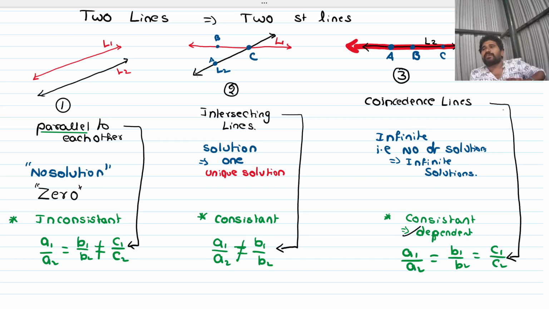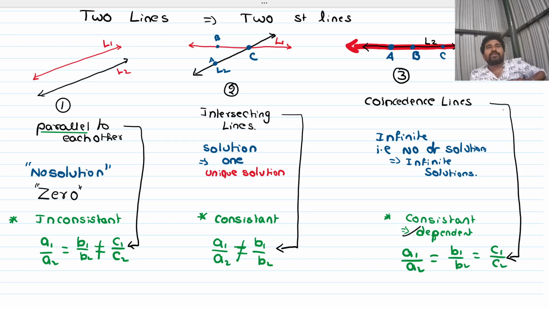Two straight lines I want to represent. A1x plus B1y plus C1 equal to 0. Another line: A2x plus B2y plus C2 equal to 0.